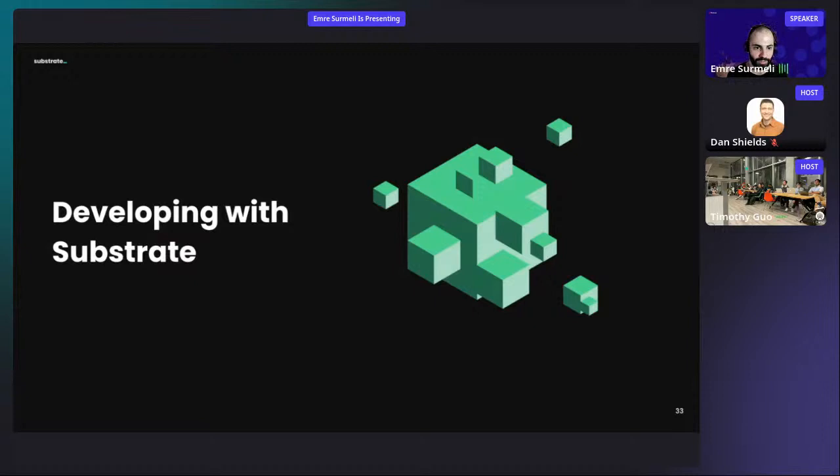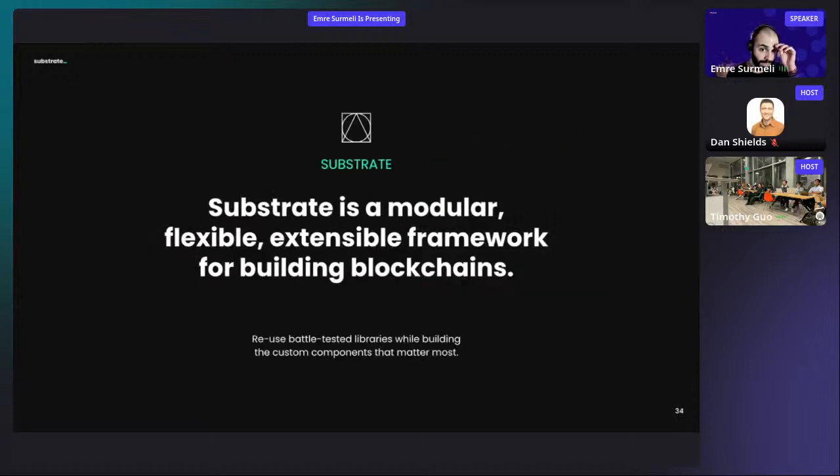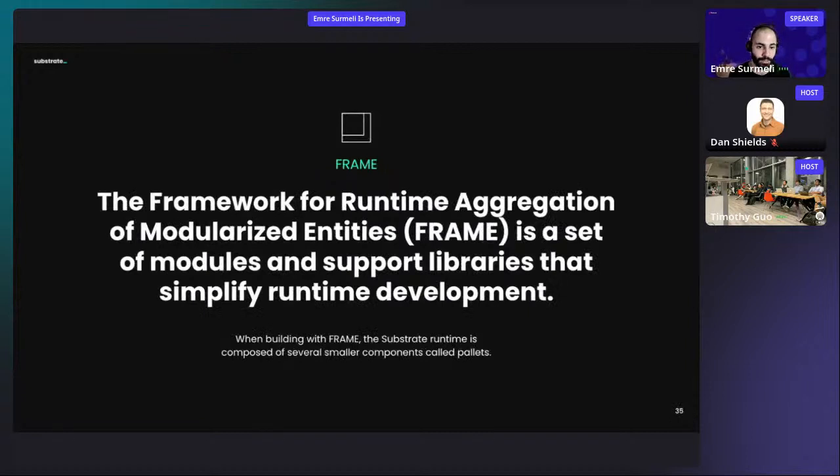All right, so developing with Substrate. What does that mean? Substrate is a modular, flexible, extensible framework, right? It's a framework of a framework that creates these modular packets and allows some hand-wavy magic to happen when developing. Essentially what that means is it's abstracting away the difficult boilerplate stuff that you don't have to worry about, and you can just focus on your application.